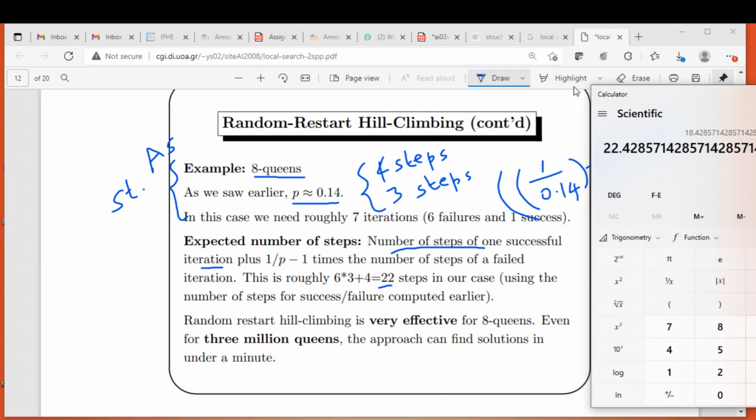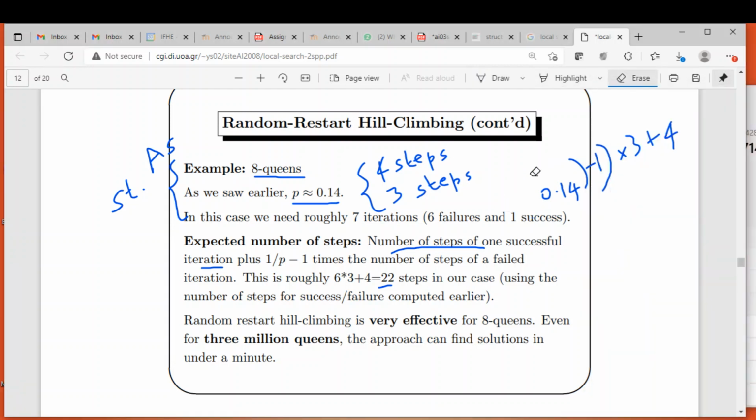Okay, so let us see one more example for this.